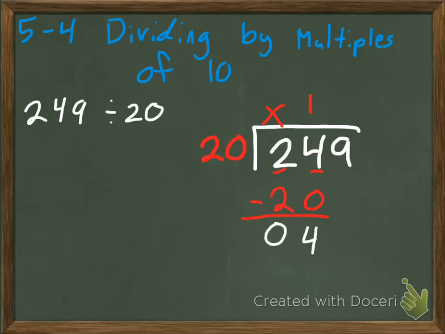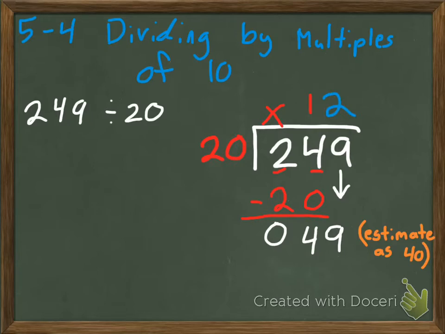I check to make sure my 4 is smaller than 20. It is, which means I can bring down. Bring down my 9, I now have 49 divided by 20. I'm not really sure about 49, so I'm going to estimate that as 40. I'm just going to think of it as 40 divided by 20. And I know that 2 can go into 4 2 times, so 20 can go into 40 2 times.